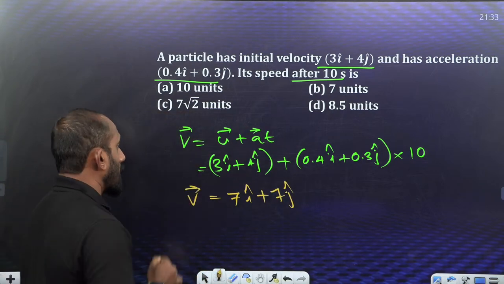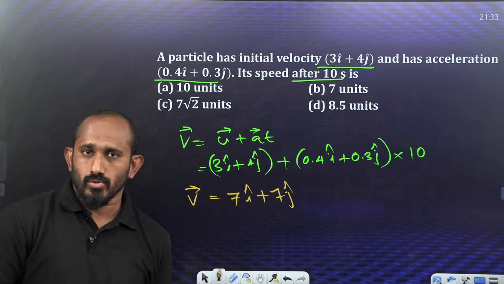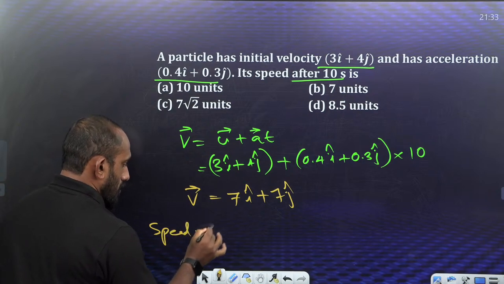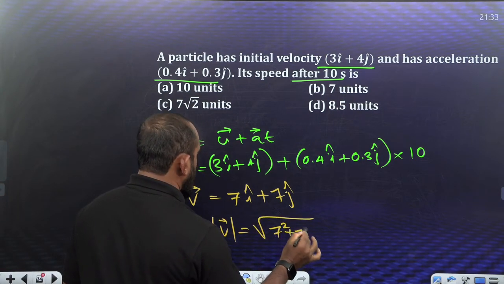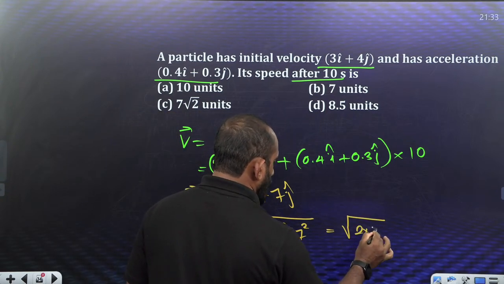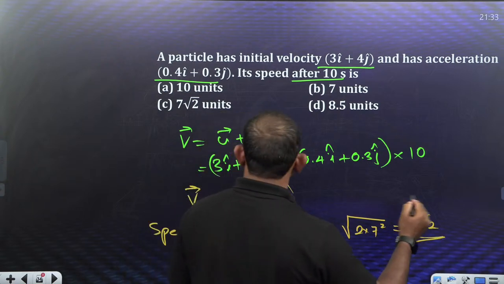Then speed is asked. The final velocity is a vector quantity, so you have to find the magnitude. So speed is equal to the magnitude of vector v, that is root of 7 square plus 7 square, that is root of 2 into 7 square, that is 7 root 2 units.